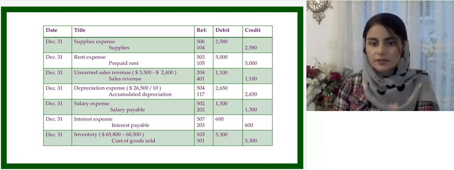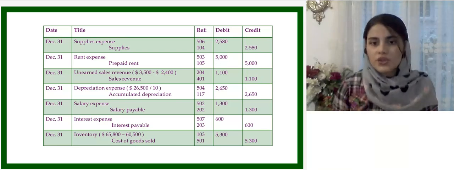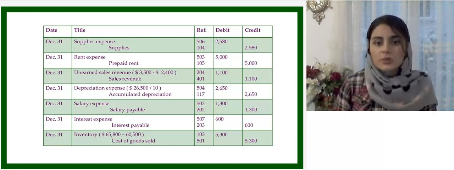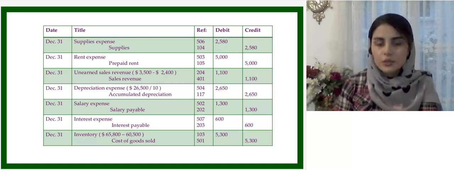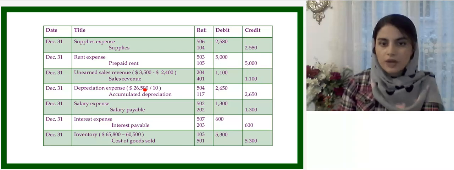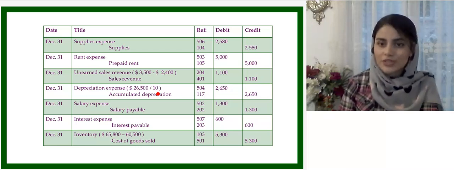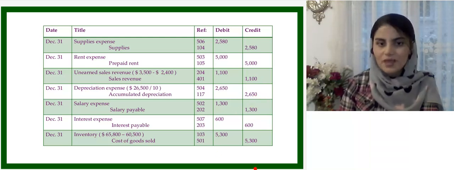And the next transaction said depreciation. The furniture and fixtures' estimated useful life is 10 years, and they are expected to be worthless when they are retired from service. So the entry is like that. Depreciation expense: 26,500 divided by 10, so it should be 2,650, and the accumulated depreciation is 2,650.